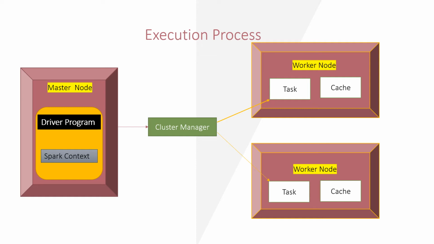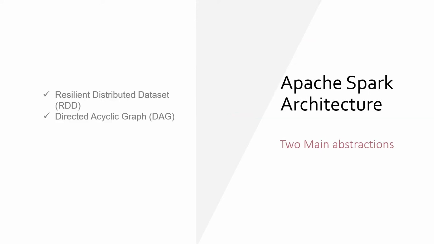Each worker node consists of one or more executors who are responsible for running the task. Executors register themselves with driver. The driver has all the information about the executors at all times. Apache Spark architecture is based on two main abstractions. Resilient Distributed Dataset or RDD is a fundamental data structure of Spark. It is a collection of immutable objects which computes on different nodes of the cluster. RDDs support two kinds of operations, transformations and actions.